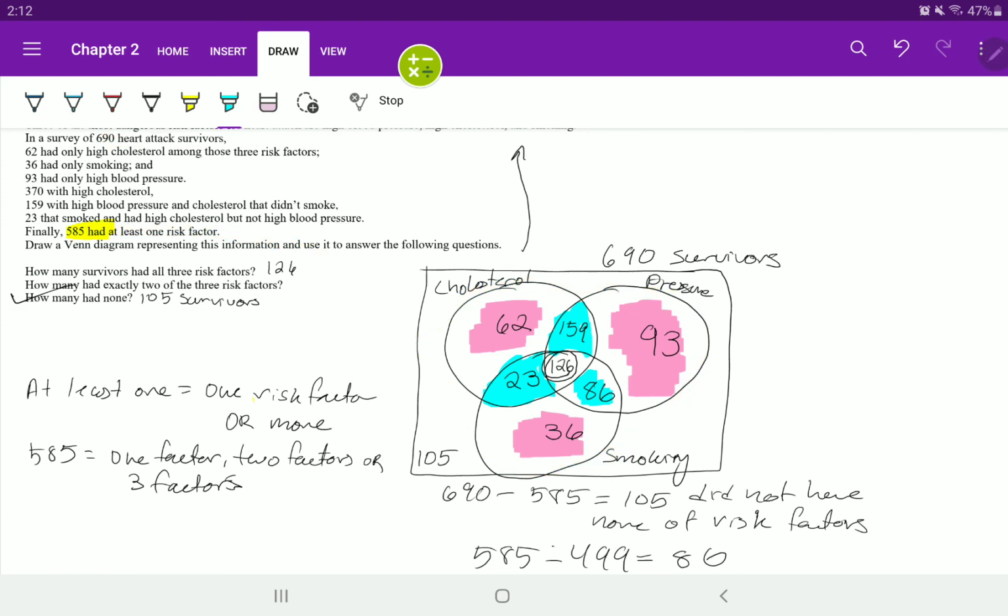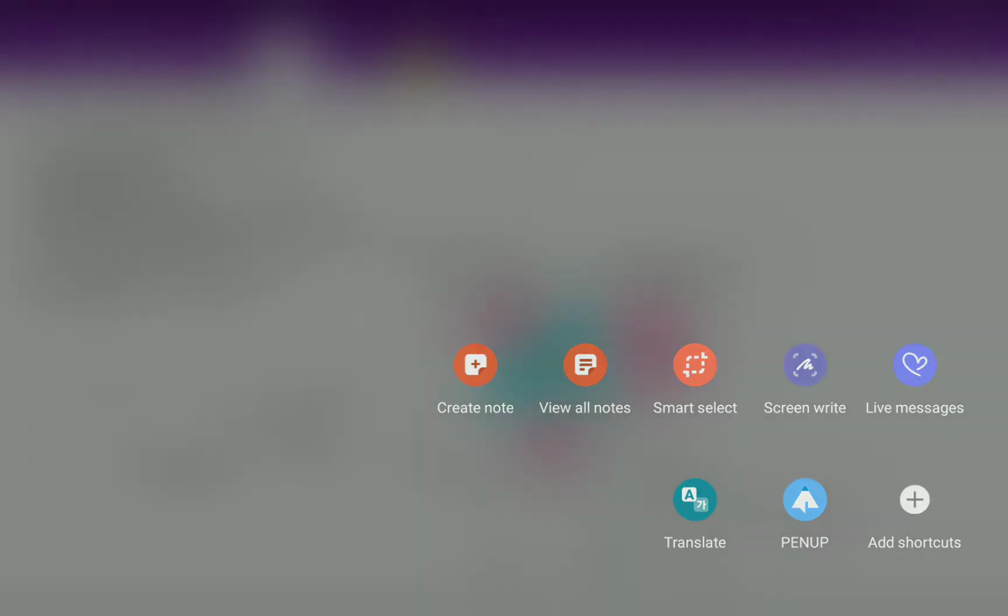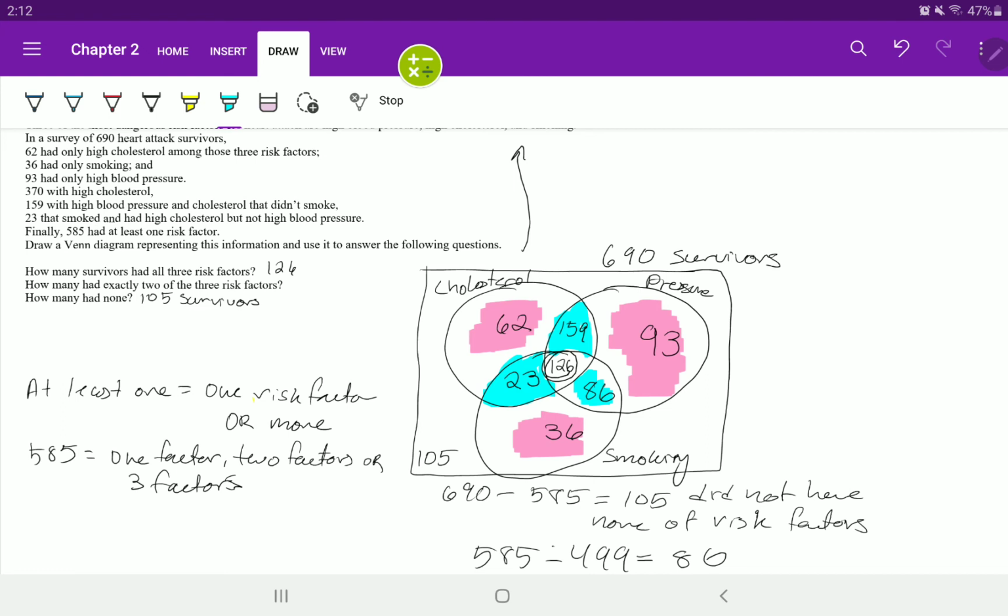Let's clear everything. Now, how many had exactly 2 of the 3 risk factors? 2 of the 3. That would be the 159 that is right here. Because these 159 people, they had high cholesterol and blood pressure, but they didn't smoke. So that's 2 of the 3 risk factors. Or it can be the 23, which is right here, because they had high cholesterol and they smoked, but did not have high blood pressure.